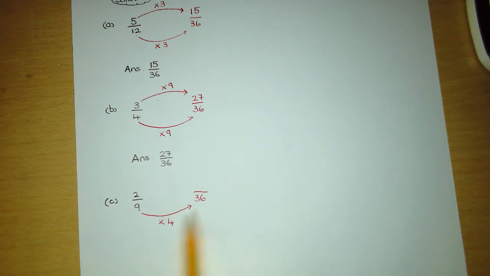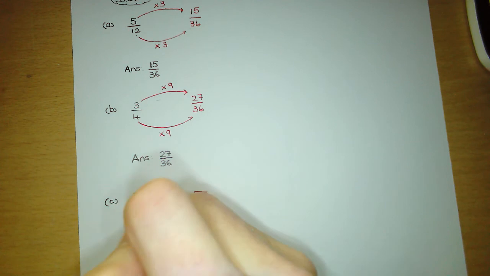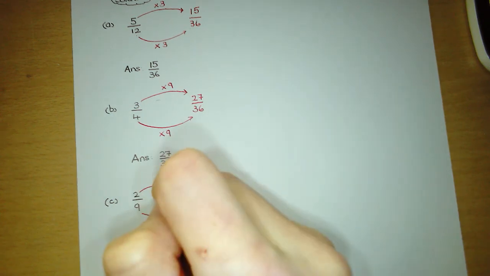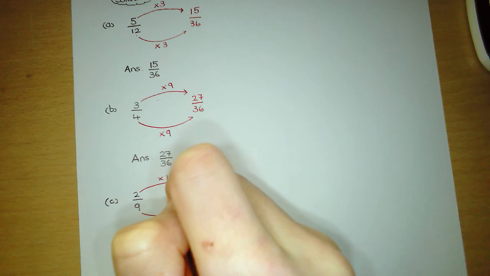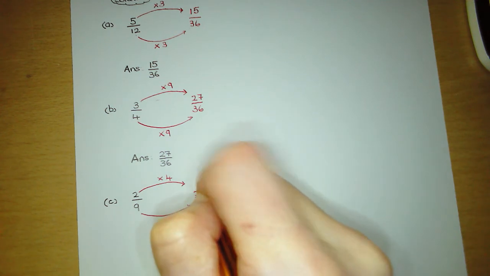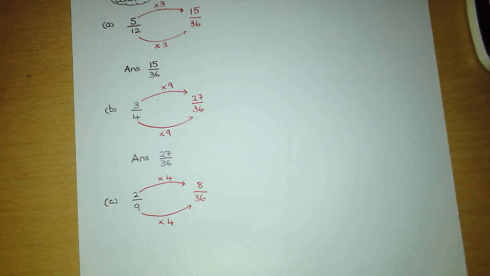And whatever you multiply the denominator by, you must multiply the numerator by the same value. So we multiply the numerator by 4. So 2 multiplied by 4 is going to give us 8. So our answer there is 8 over 36.